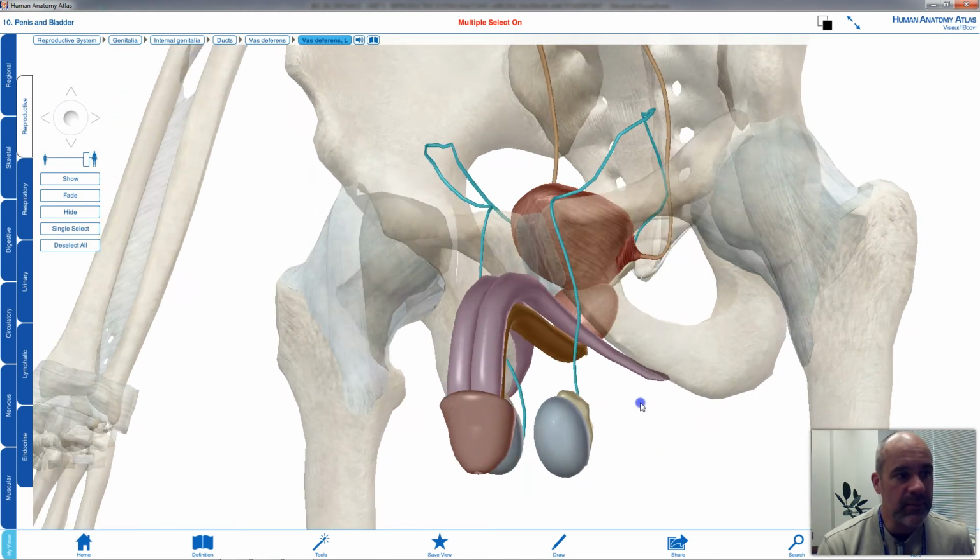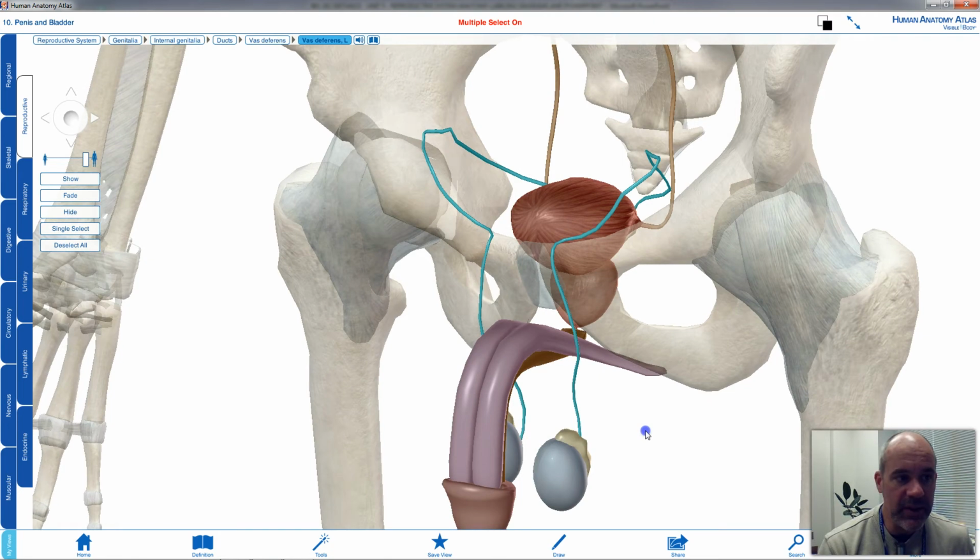And also, as you can probably tell, the vas deferens is going to have to enter the abdominopelvic cavity. And so there is an opening through which that's going to pass.